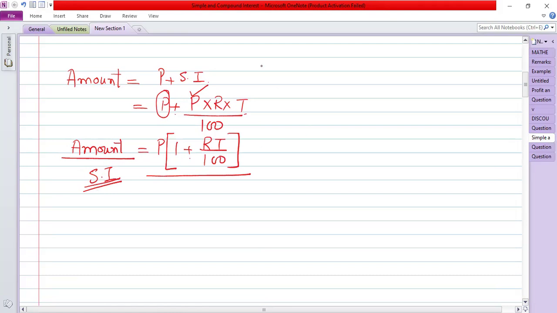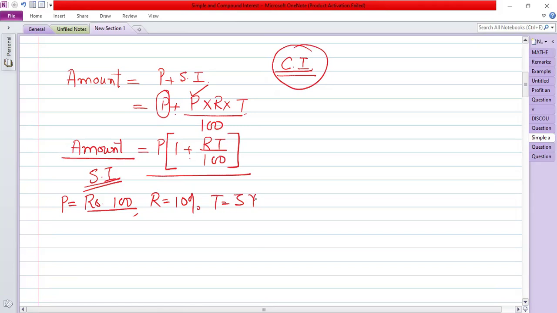And now, obviously, there is another concept of interest, that is compound interest. What is the difference between simple interest and compound interest? Suppose our initial principal amount P is rupees 100, the rate of interest is 10%, and T, the time, is 3 years.